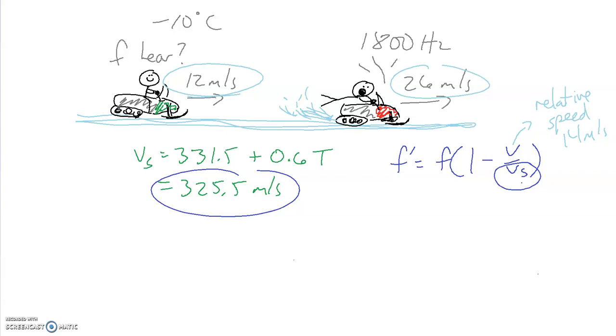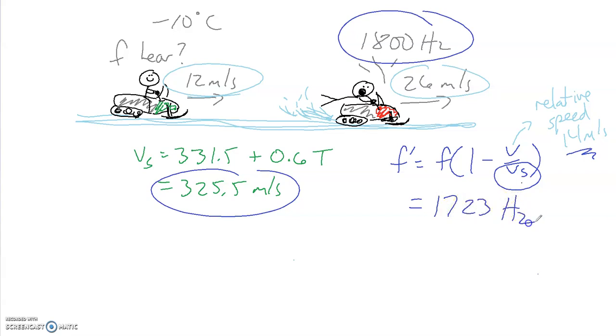Okay? So now that I've taken care of that, I've got my initial frequency of 1,800. I've got the 1. I'm going to use the minus because they're separating. Relative speed of 14. Speed of sound I had was 325.5. And we'll just put them together and get the frequency the guy riding the green snowmobile will actually hear. All right, so he should hear about 1,723 hertz. So that is the frequency the guy in the green snowmobile should actually hear.